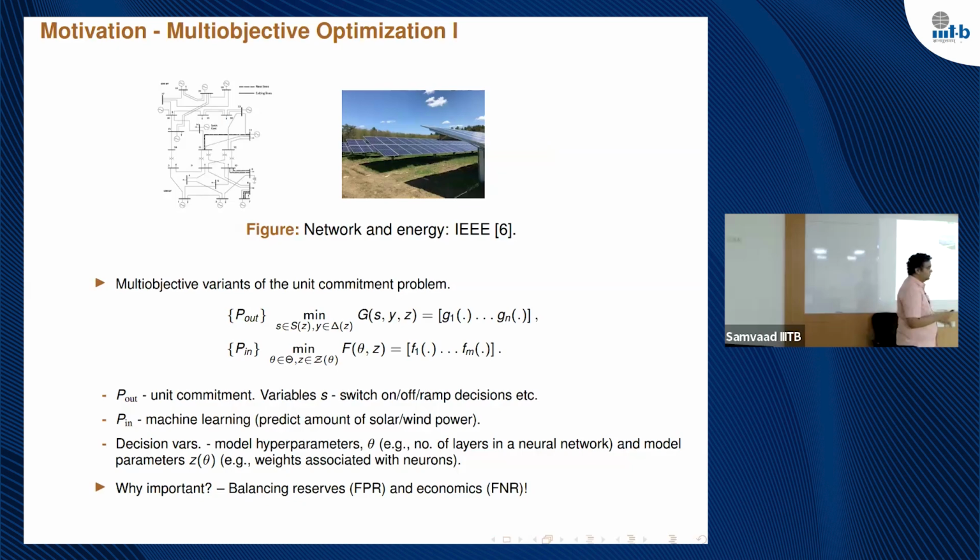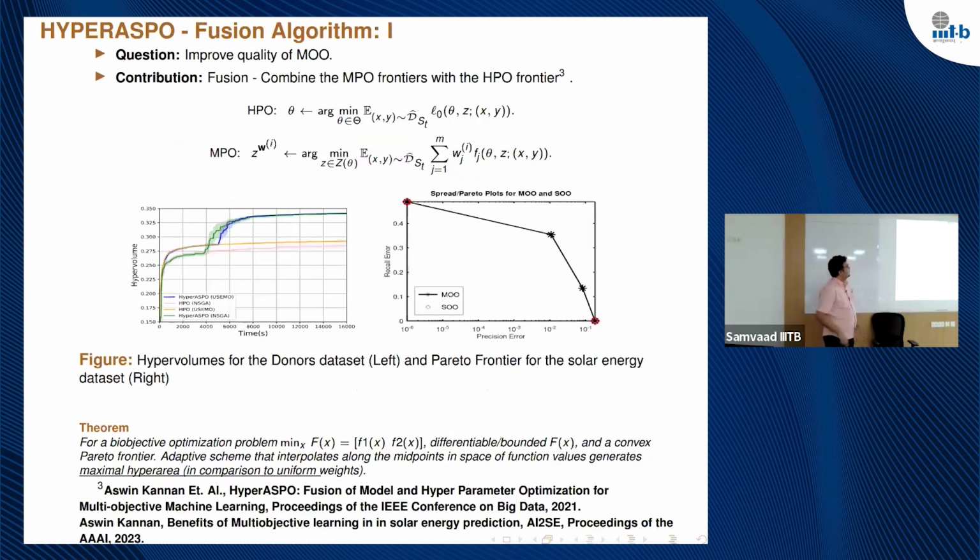You have to balance both. It is not like accuracy is the only measure. Specific facets of accuracy are important. So that is why the multi-objective learning is important in our case.